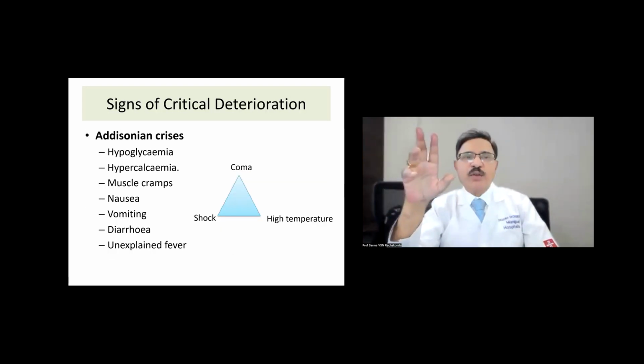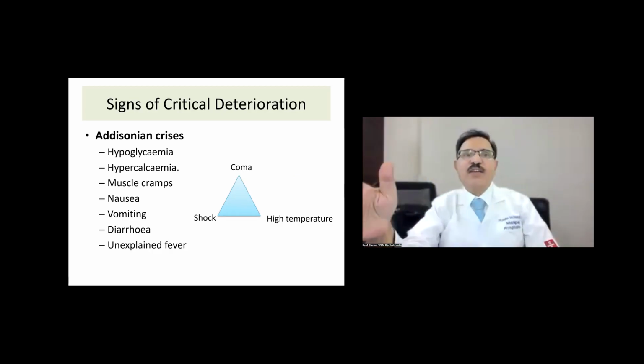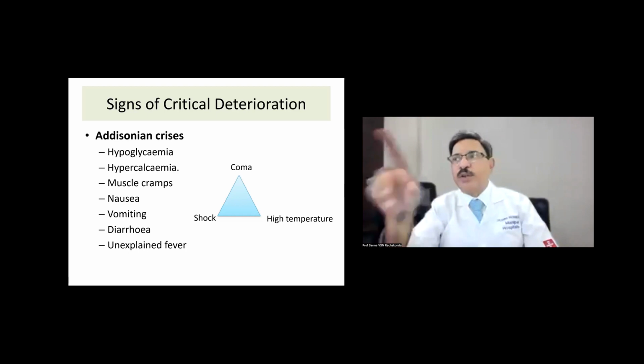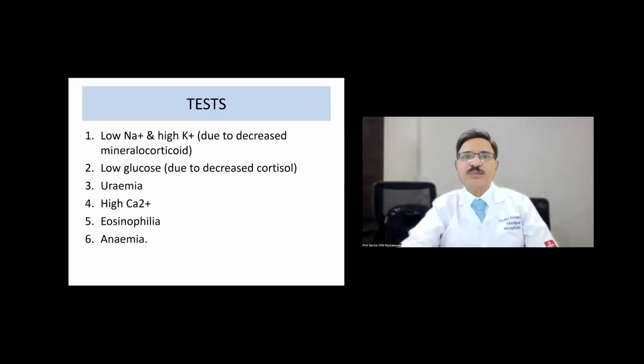Another important thing you need to know is Addisonian crisis. What is Addisonian crisis? Addison's disease is not fatal. Addisonian crisis can kill the person instantaneously because of a sudden drop in adrenal function. Hypoglycemia, hypercalcemia, muscle cramps, nausea, vomiting, diarrhea, unexplained fever, shock, coma, high temperature. If a person is in shock and in coma and the temperature has gone up, one of the important causes is adrenal crisis.